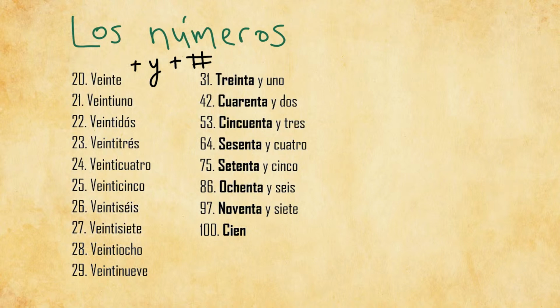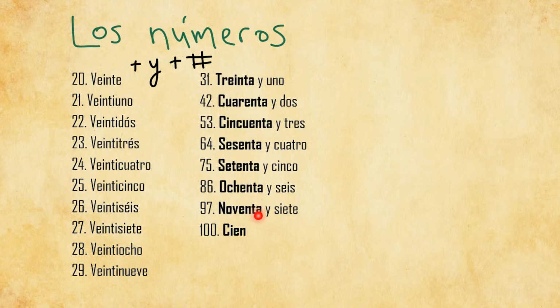And actually I have good news for you, because counting from 29 upwards to 100 and then even after that is going to be even easier. So again, you will be using the numbers that you already know from the previous video, from 1 to 9. The only new thing that you have to learn here are the tens, basically. So 30 is treinta, 40, cuarenta, 50, cincuenta, 60, sesenta, 70, setenta, 80, ochenta, 90, noventa, and 100 is cien.